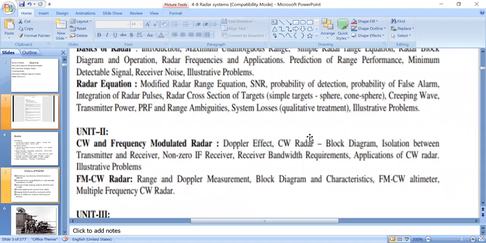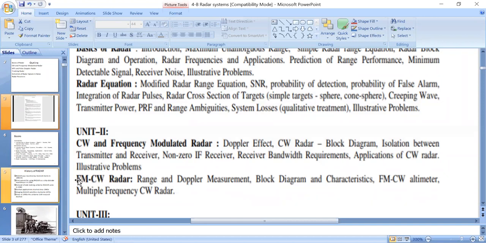From the basic continuous wave Doppler radar, we moved to the continuous wave Doppler radar with non-zero IF receiver. With this, you avoided two drawbacks introduced in the basic block diagram, that is flicker noise and isolation between the transmitter and receiver. But the third drawback is not avoided even here, that is calculation of range. That was made possible by the design of frequency modulated continuous wave radar.